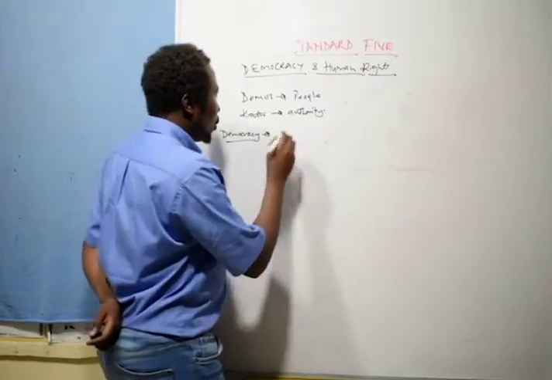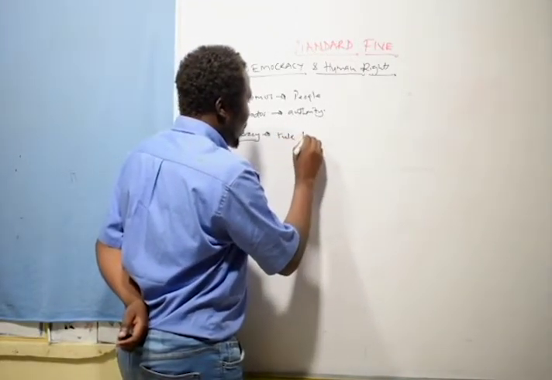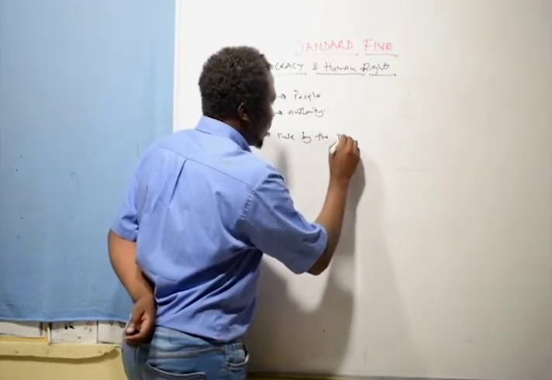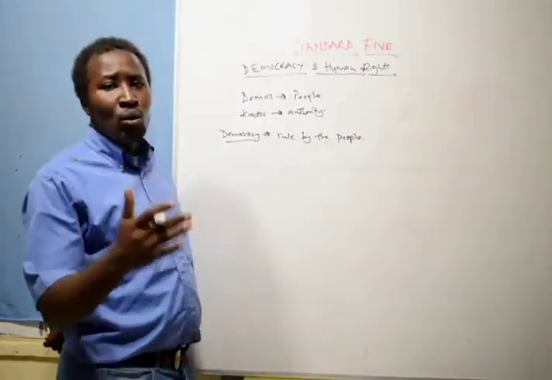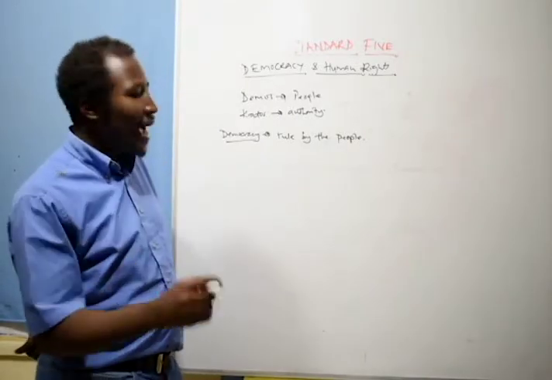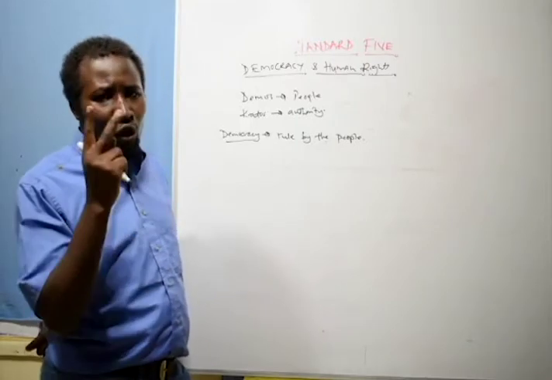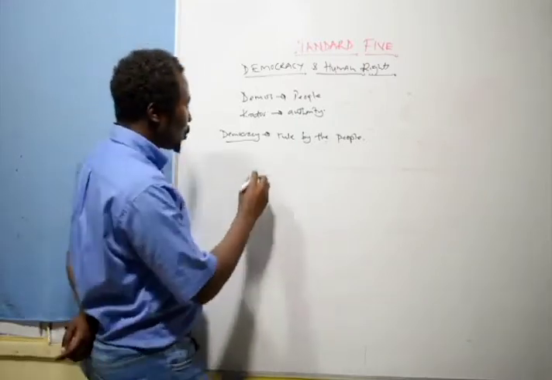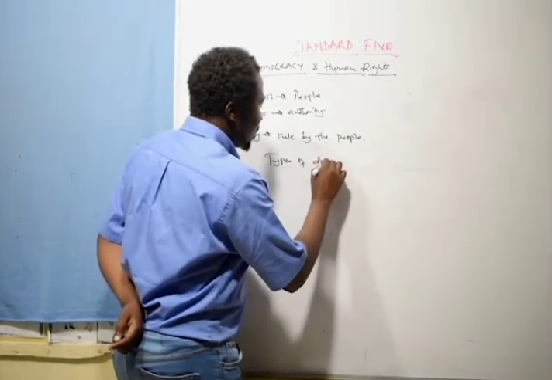This is rule by the people. So this is the rule or ruling by the people. Now there are two types. There are actually 5, but we are talking in class 5, we just talk about 2. So types of democracy.